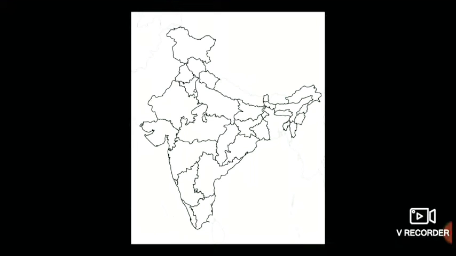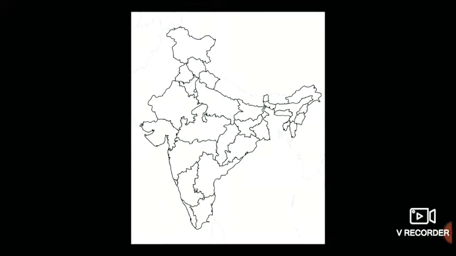In today's class, we are going to mark the states where different types of forests are present in our country. We are going to mark one state for each type of forest. What are the different types of forests present in our country, children? There are 5 types. They are tropical evergreen forest, tropical deciduous forest or monsoon forest, thorn and scrub forest, tidal forest and mountain forest. It is also called coniferous forest.